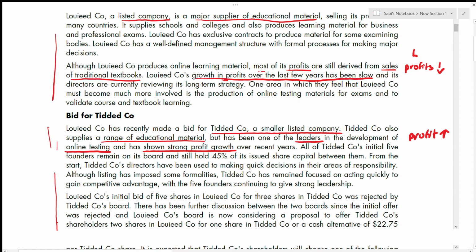So now all of the Louieed company's initial 5 founders remain on its board and still hold 45% of its issued share capital between them. This is another advantage, that all of their initial 5 founders remain on its board.